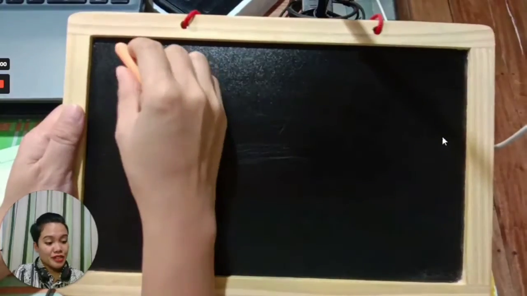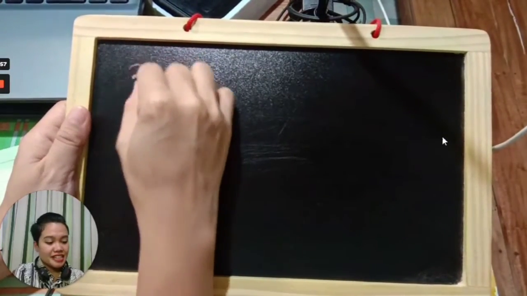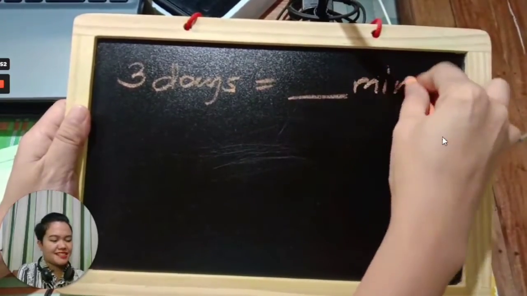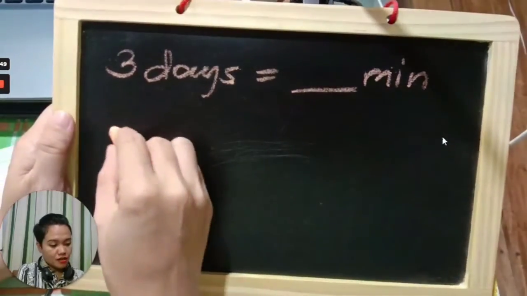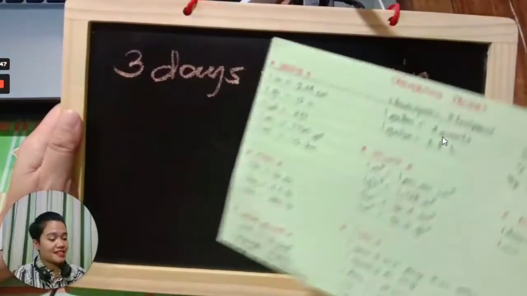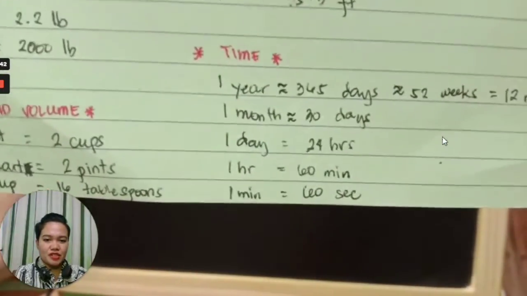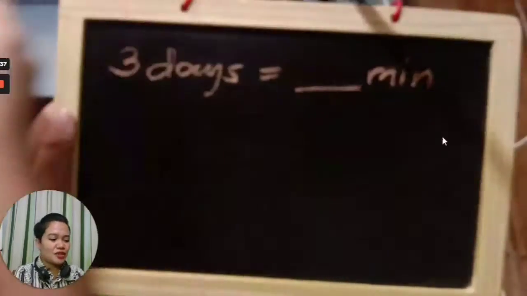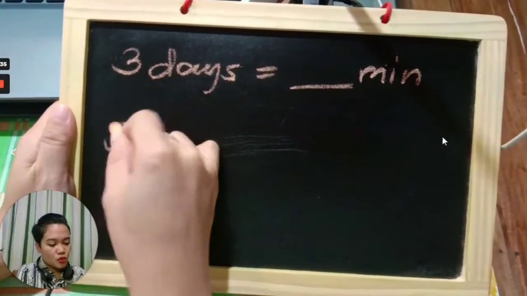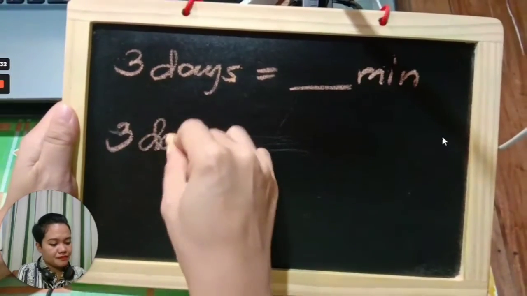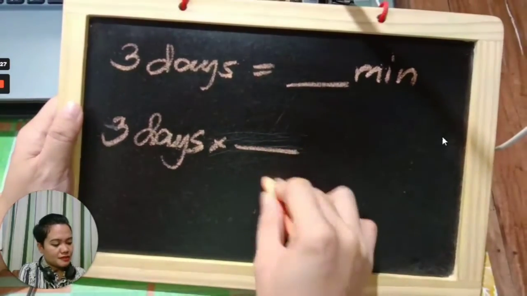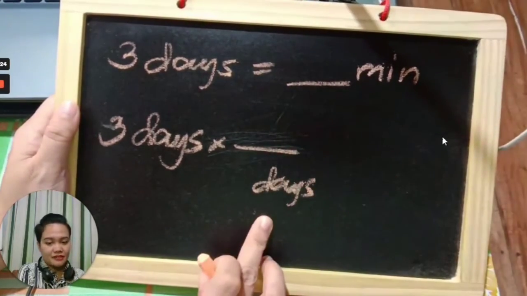Okay. Now what if we have to convert 3 days to minutes? Alright, well, we need to have the list in our chart, in our index card. So we know that 1 day is 24 hours, 1 hour is 60 minutes, and 1 minute is 60 seconds. So we only need to use what we have, based on our given. We need days, making sure that it is in our denominator first.